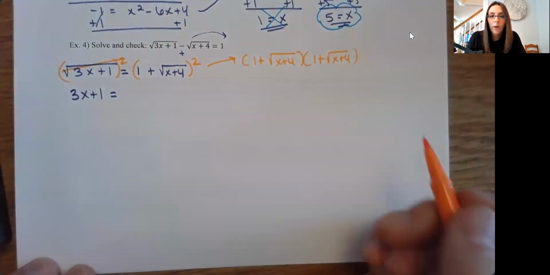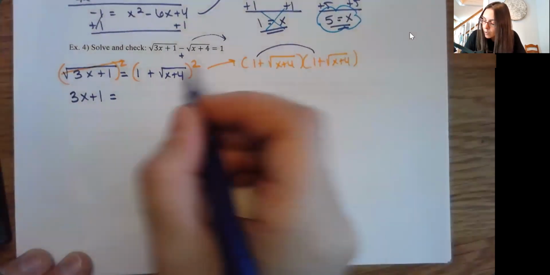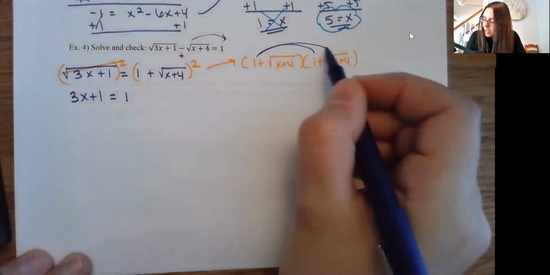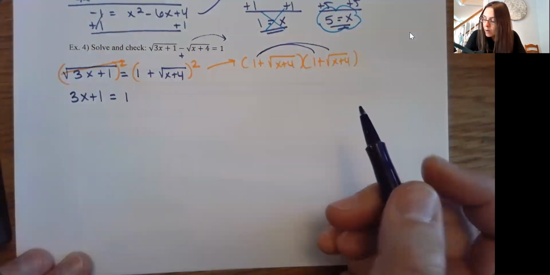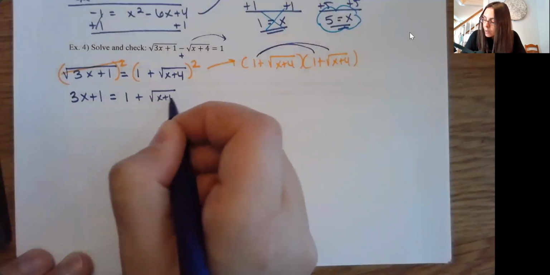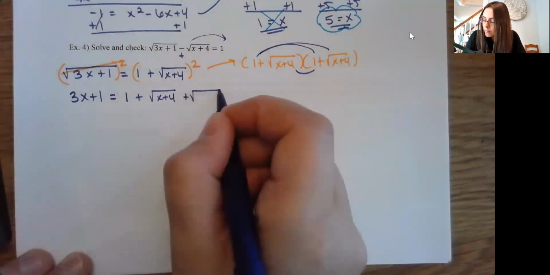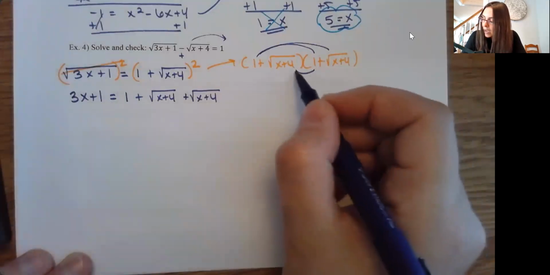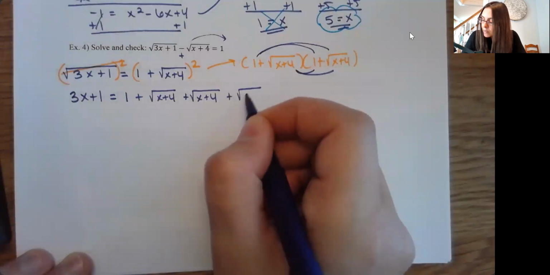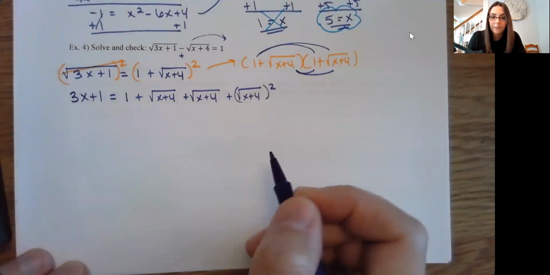It's a little bit hard to FOIL with radicals, so I really suggest just taking your time and writing this out. So you're going to start with 1 times 1, which is 1. 1 times that square root of x plus 4. Now multiplying by 1 doesn't change anything, so it's just the square root of x plus 4. Same thing on the inside here. Multiplying by 1 isn't going to change it. And then you have root x plus 4 times root x plus 4, which is the same thing squared.